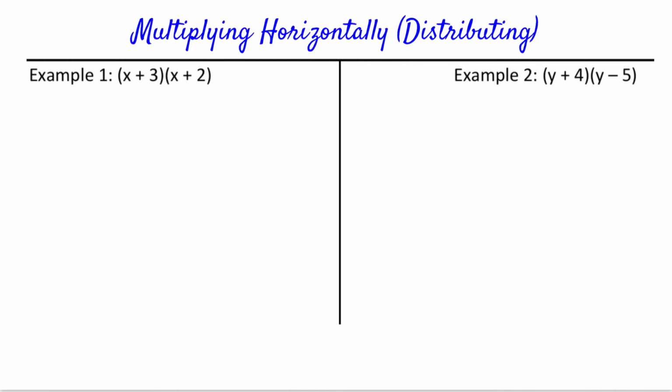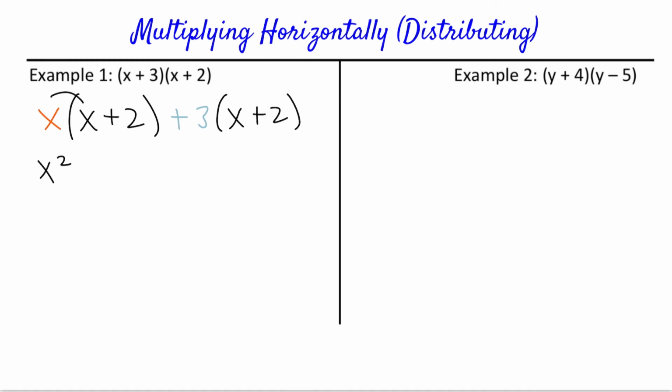I'm going to walk through these next 4 examples. I would encourage you to pause the video and try to work it out first and then check your answers. In example 1, my first binomial is x plus 3, so I'm going to take that first term x and multiply it by my second binomial, x plus 2. Taking the second term of my first binomial, 3, I'm multiplying that by x plus 2.